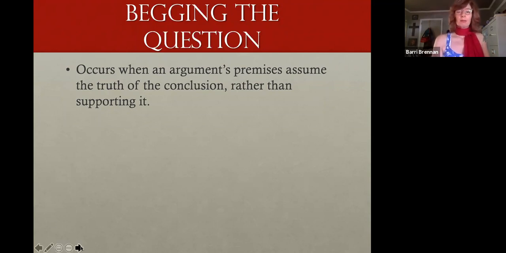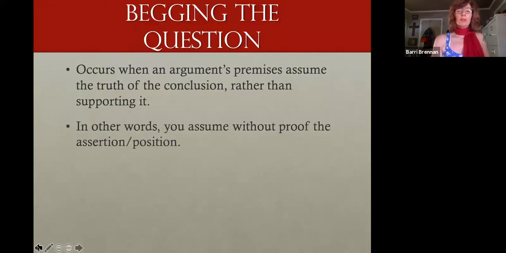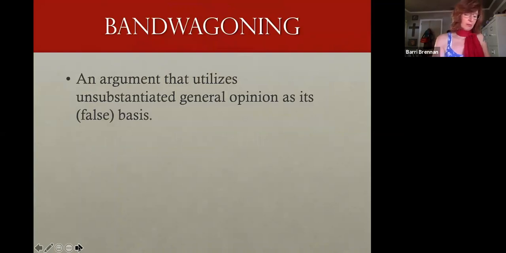So in other words, you assume without proof the assertion in position, whatever that you're holding. Bandwagoning. I love this one because it happens all the time, right? It's an argument that utilizes unsubstantiated, so it hasn't been proven, a general opinion on a false basis.